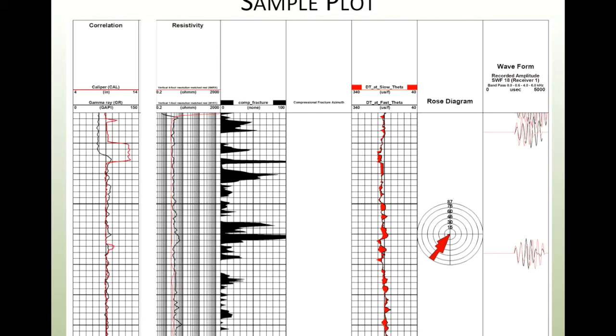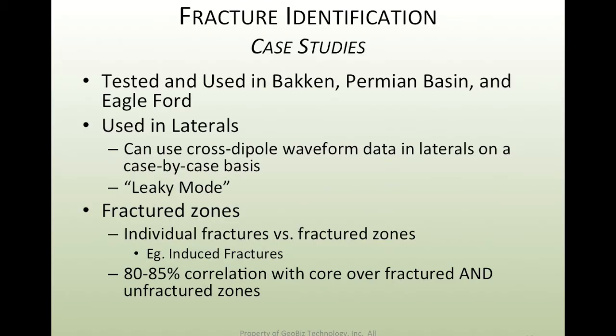And this is an example of what a plot would look like. So you have your caliper and gamma ray, then the resistivity, then the fracture identification from compressional. Then you have your Rose diagrams associated with the fracture density in the following track, your shear anisotropy result, the Rose diagram associated with the shear, and finally a closer look at the waveform.